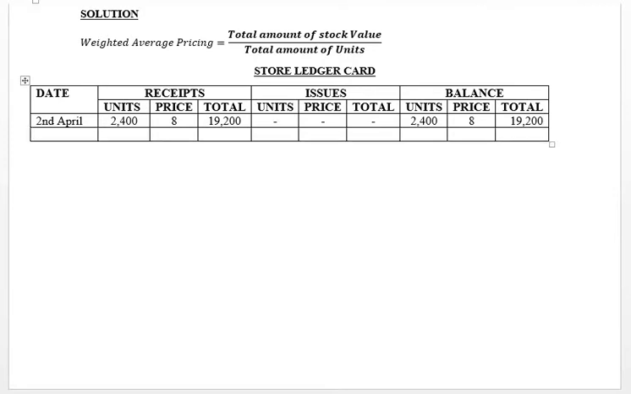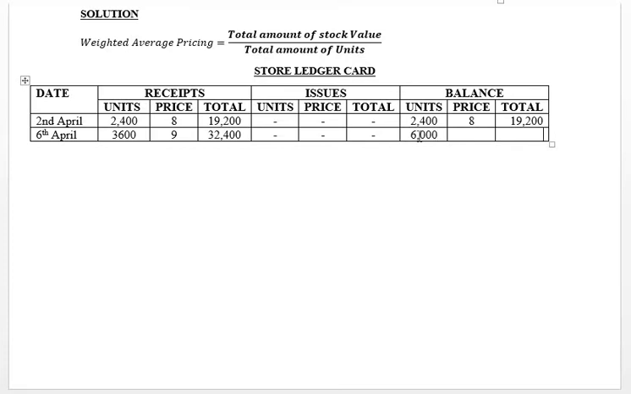Second date, that is 6th April, we received 3,600 units at 9 shillings each, bringing the total amount received on that day to 32,400. We issued nothing on that day, and so to get the total units received on those two dates, we add the first consignment, 2,400, to the second consignment, 3,600. The total amounts to 6,000 units.